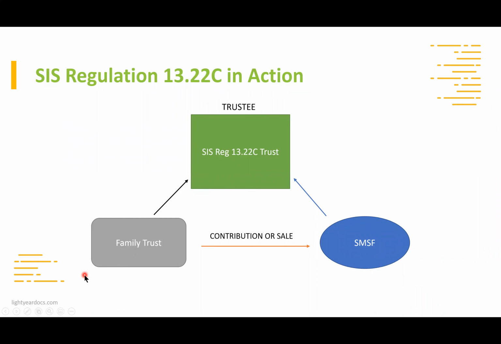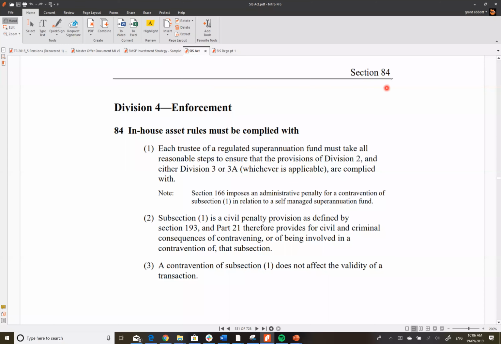This is being recorded, obviously, so we'll be able to have a look at it later. So I'm looking at Section 84. This is basically the penalty provisions of the in-house assets test. Section 84 says in-house asset rules must be complied with. Each trustee of a regulated super fund must take all reasonable steps to ensure the provisions of Division 2 and Division 3 or 3A, which we'll look at, are complied with.